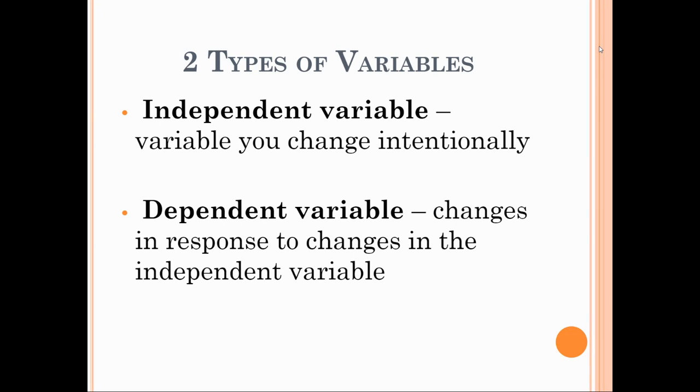Whether you're administering it to them, you're giving it to them, you're taking it away from them, or whatever, you're intentionally doing it. You're 100% in control of that particular variable. Okay, that's an independent variable. On the other side is the dependent variable. This changes in response to the change that happened to the independent variable. So a dependent variable is almost a reaction to whatever it is you did to the independent variable.